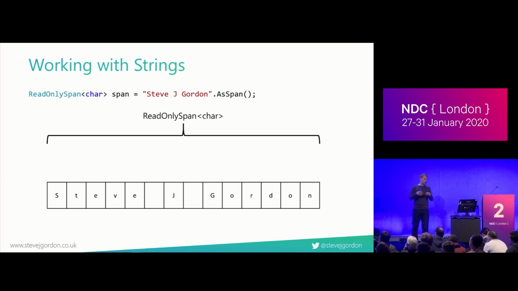So strings are essentially just a character array under the hood. And so we can call AsSpan on a string literal or a reference to a string. But what we get back is slightly different this time. We get back a read-only Span.